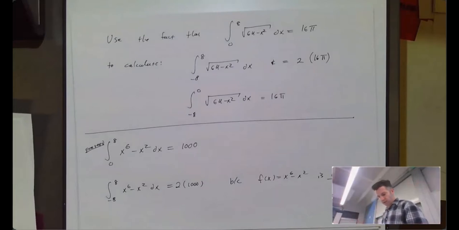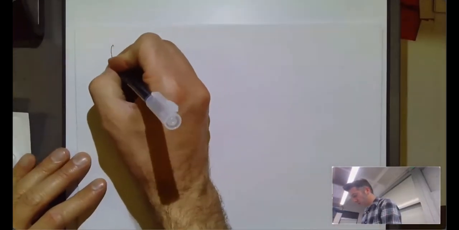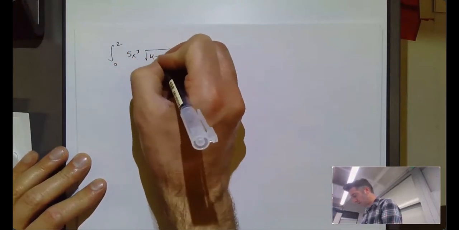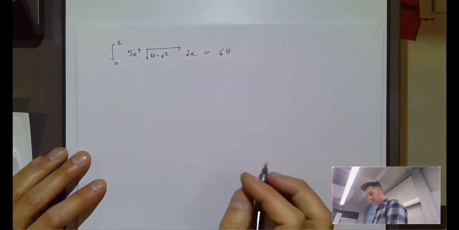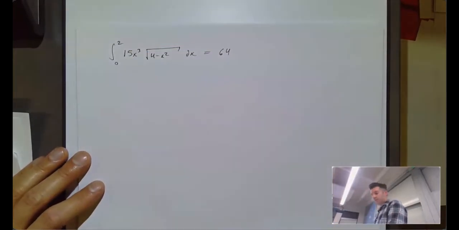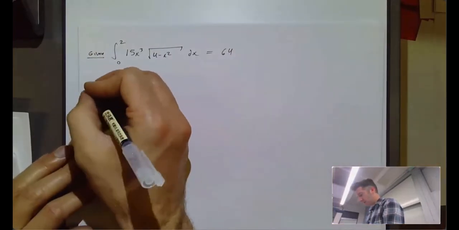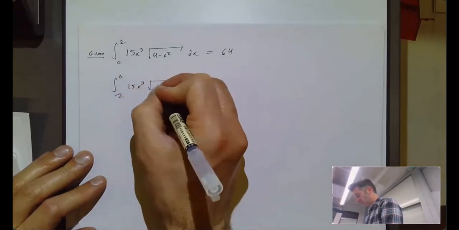I feel like there was a more interesting question. Yeah. Okay, there we go. This is a more interesting one. So let's say we have the following: the integral from 0 to 2 of 5x cubed times the square root of 4 minus x squared dx is equal to 64. Sorry, that's a 15x cubed, not a 5x cubed. So this is given. Can we calculate the integral from -2 to 0 of 15x cubed times the square root of 4 minus x squared?